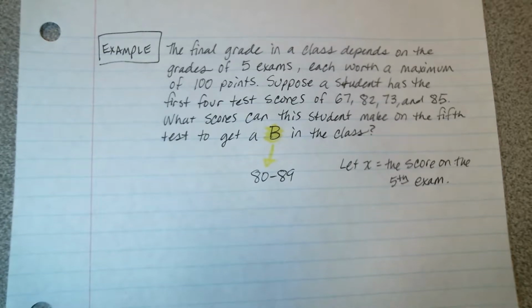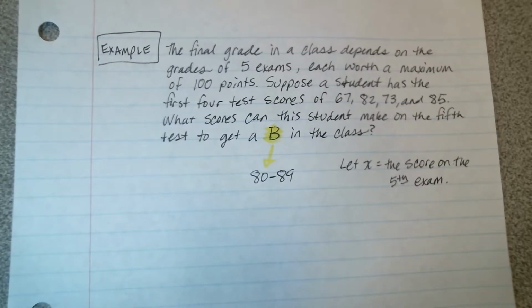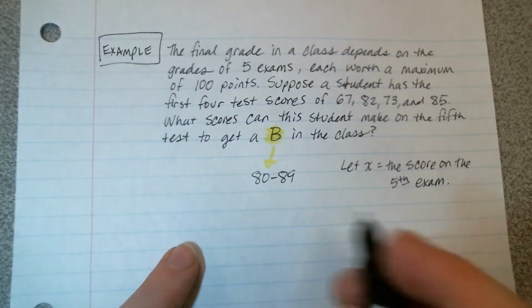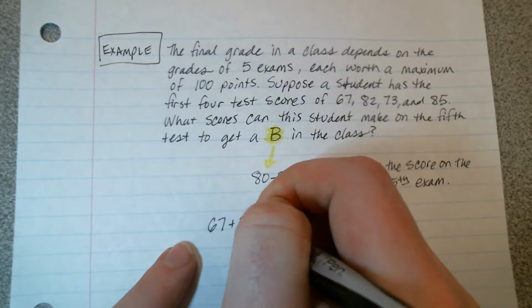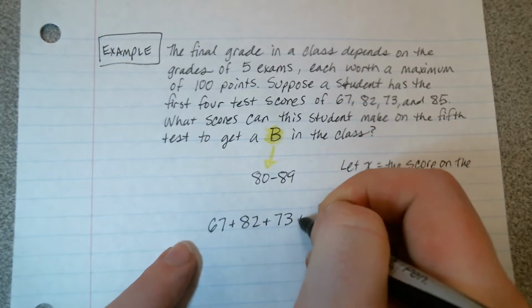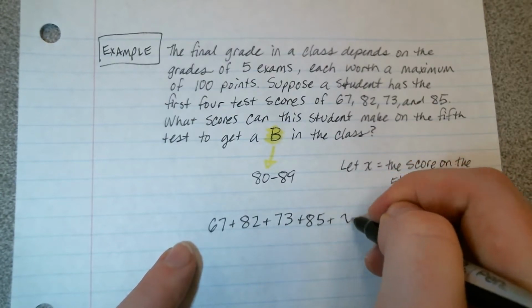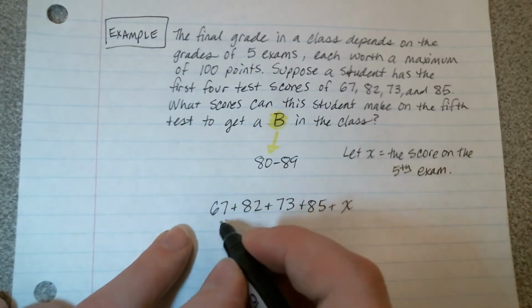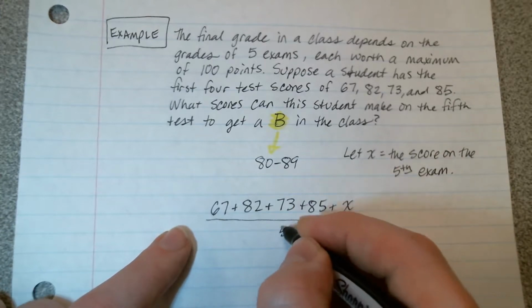So, how is the entire course grade computed? It's computed as an average. So the final grade depends on 5 exams, okay? The way to take an average of 5 numbers is to add up those 5 numbers and divide by 5, right? So I'll add up all 5 test scores, 67, 82, 73, 85, and the 5th one we don't know, it's X. But to average these test scores, because I have 5 of them, I will divide by 5.